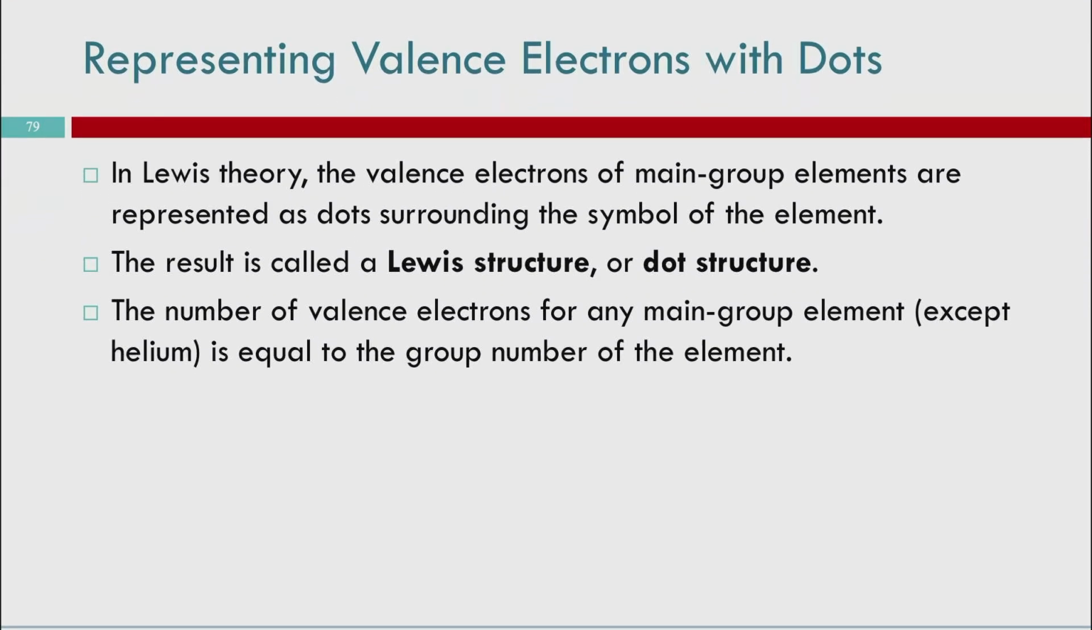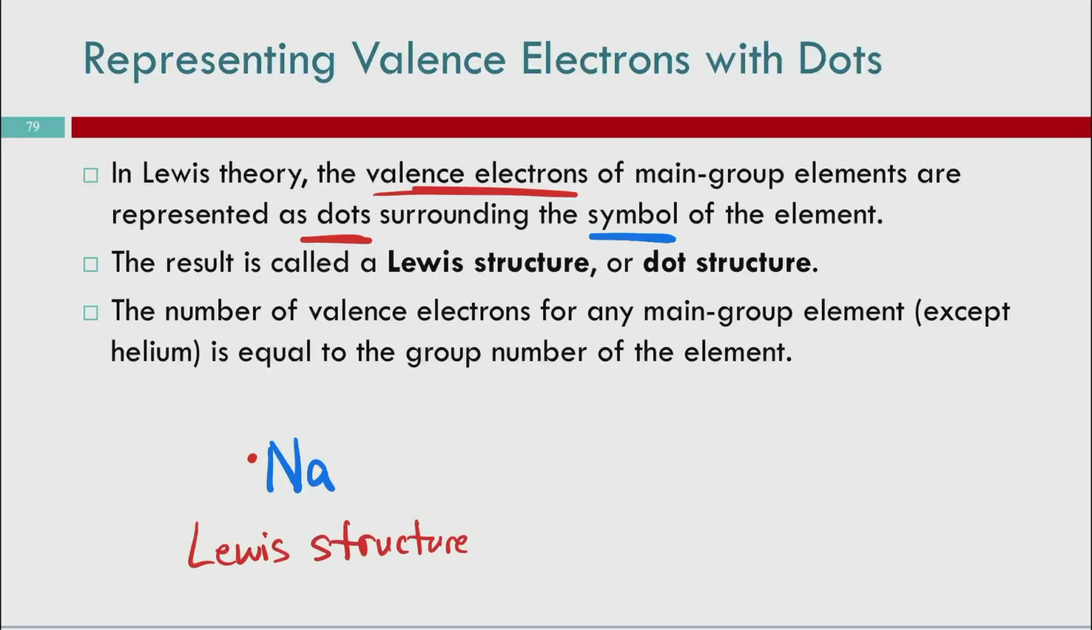get into it. So in Lewis theory, our valence electrons are represented as dots surrounding the symbol of the element. So for example, sodium on our periodic table is in group 1, that far left column, so it's going to have one valence electron. So we would represent sodium as the symbol for sodium, Na, with one dot on it. And this is our Lewis structure for sodium.